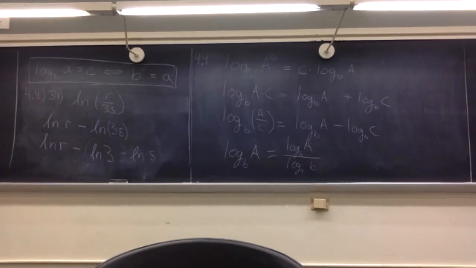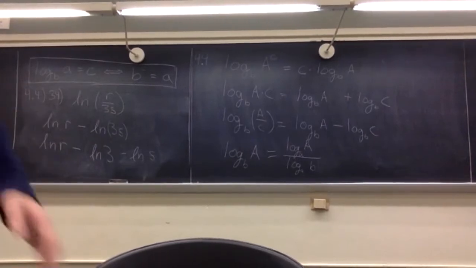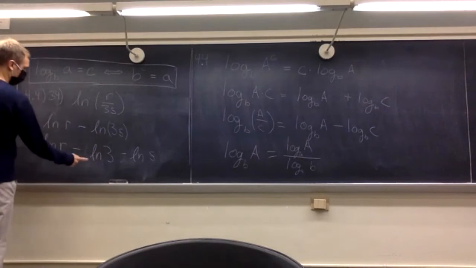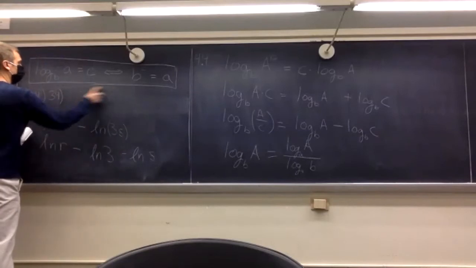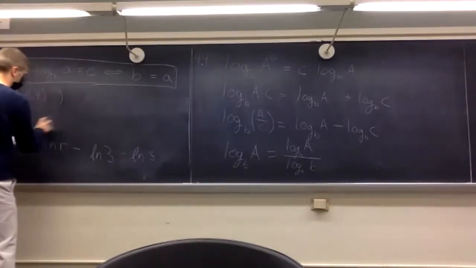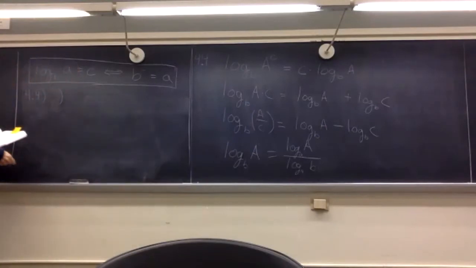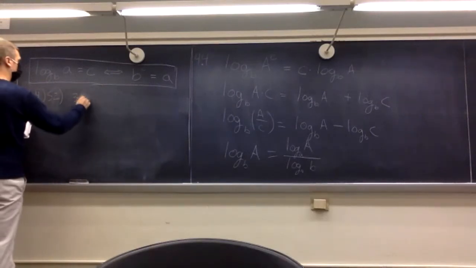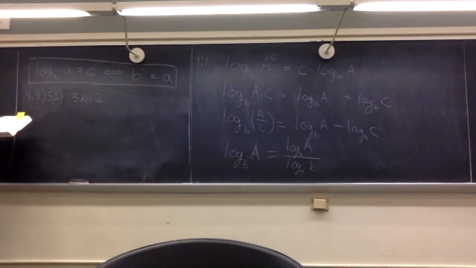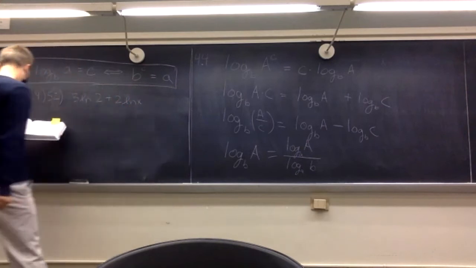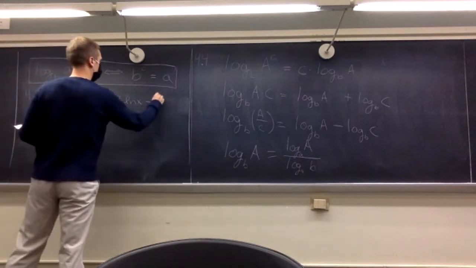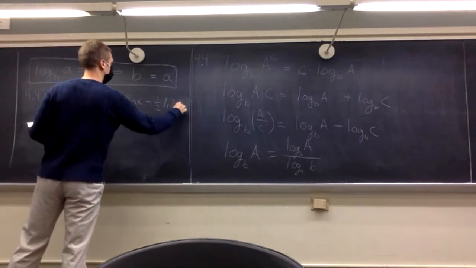Next one I have is 52. It says use the laws of logarithms to combine the expressions. Combining now is going in the reverse direction, starting here and compounding it down, combining it down. So we've got 3 half log of 2, natural log x, minus half log of x plus 4.